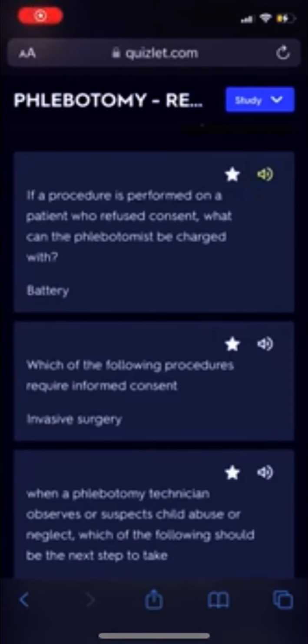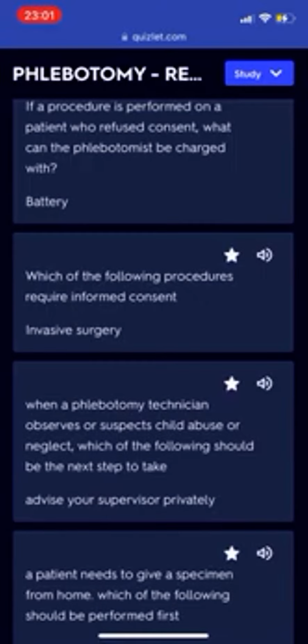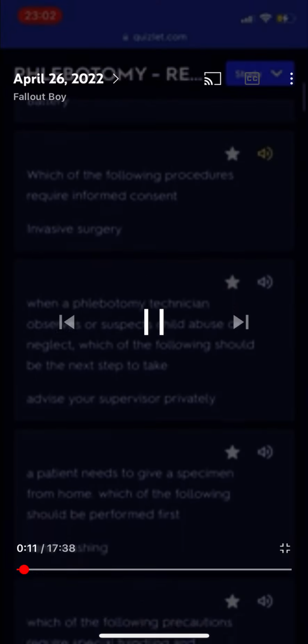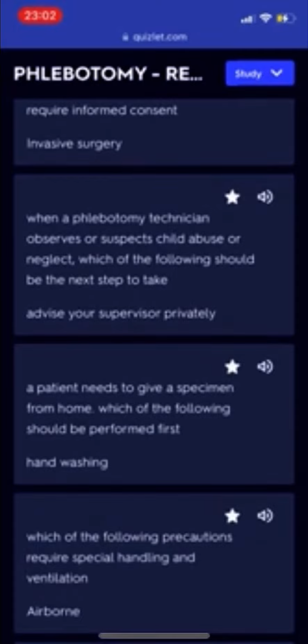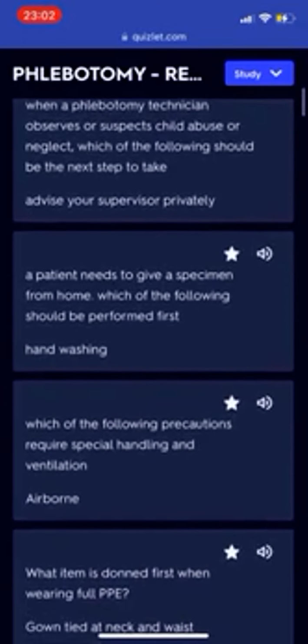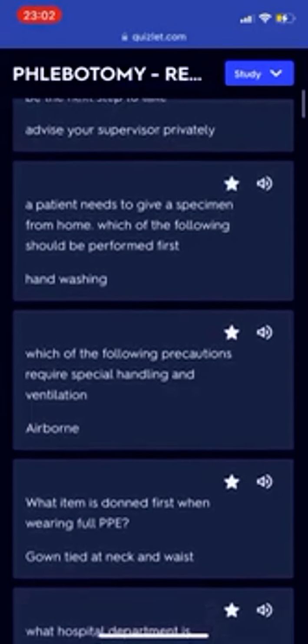If a procedure is performed on a patient who refused consent, what can the phlebotomist be charged with? Battery. Which of the following procedures require informed consent? Invasive surgery. When a phlebotomy technician observes or suspects child abuse or neglect, which of the following should be the next step to take? Advise your supervisor privately.